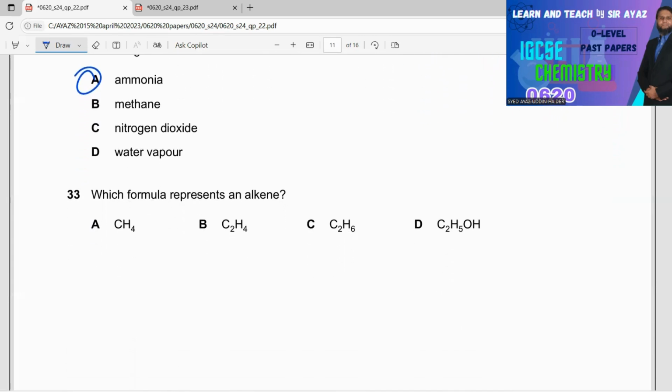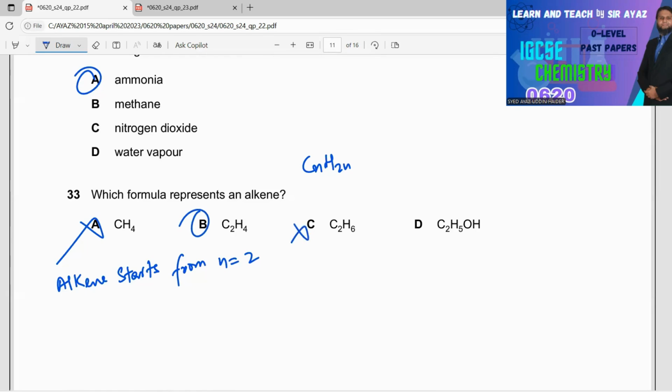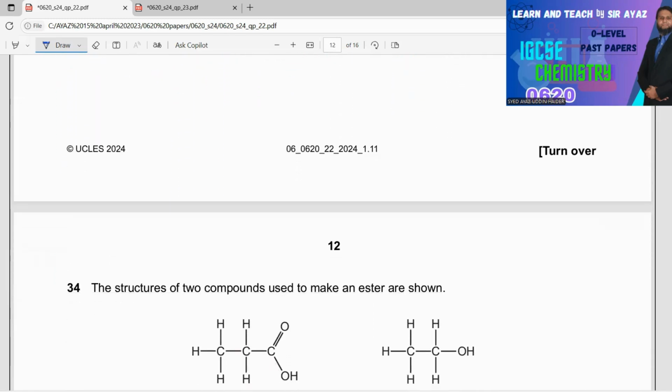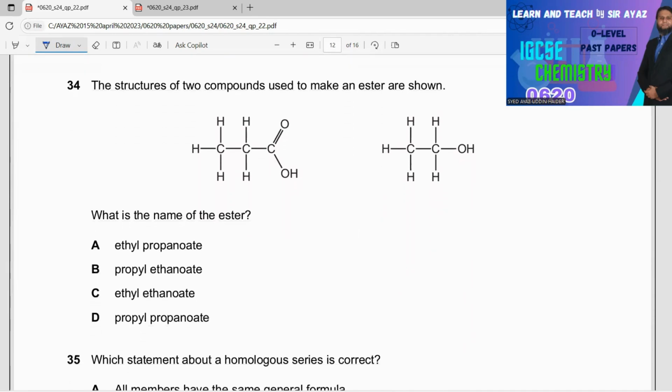33. Which formula represents an alkene? Recall the general formula of alkene, CnH2n. One of these will definitely follow this formula. A can't be the right answer because alkene starts from C2, because of the carbon-carbon double bond. It must have two carbon atoms. B looks correct to me because it follows the general formula CnH2n. All the other choices are incorrect. The last one is alcohol, not alkene. 34. The structures of two compounds used to make an ester are shown. First one is propanoic acid.